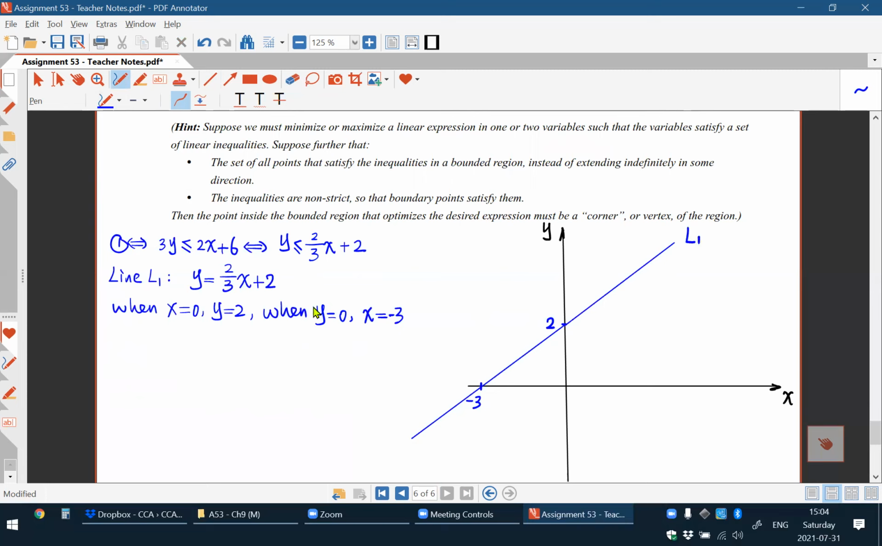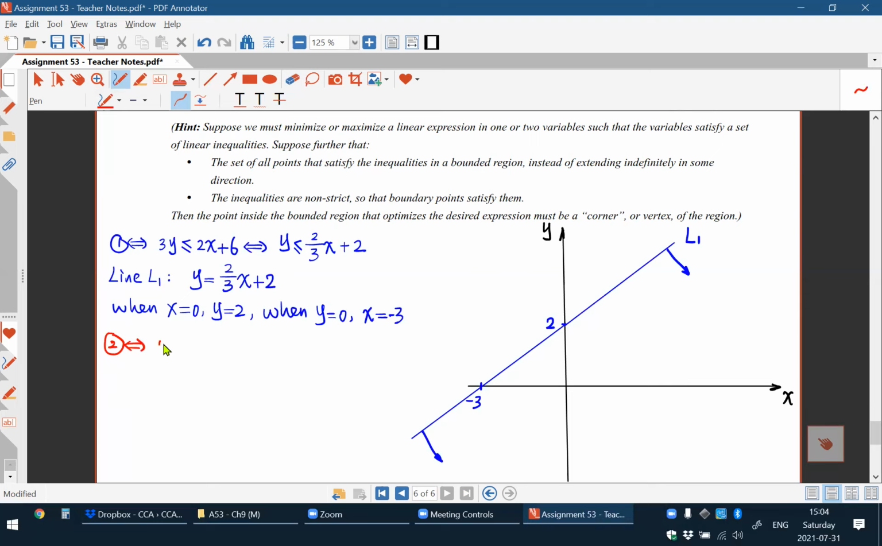And how about the region? Region says y is less than or equal to. This means the region is below line one, right? This is our bounded region one. This is our region one. How about region two?